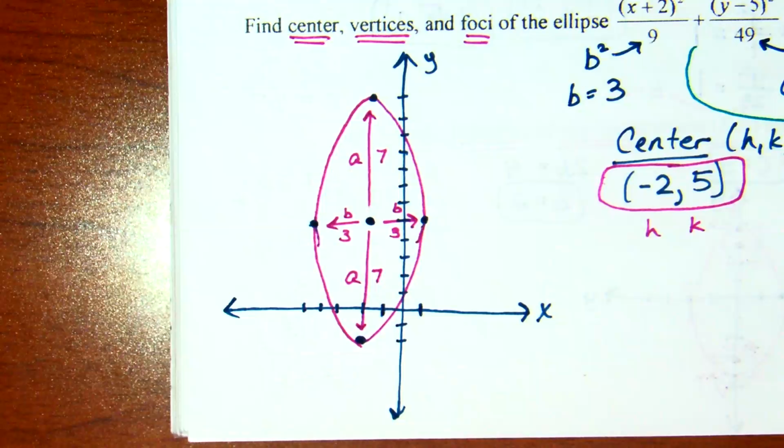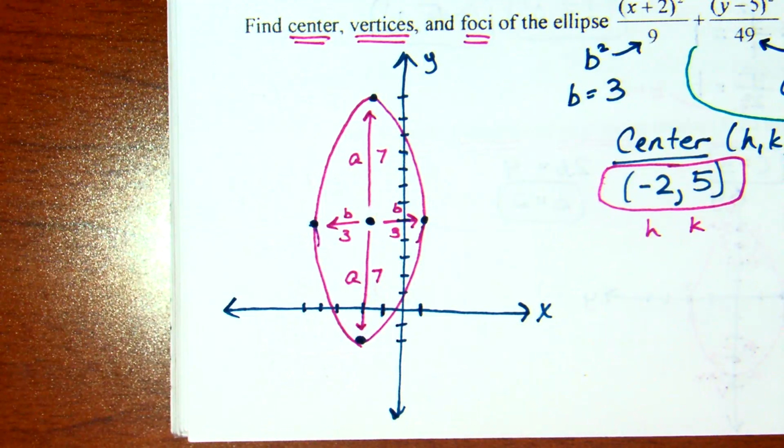Okay, so as I said, my point in graphing is I want you to make the connection about A and B. A counts you out the major axis, B counts you out the minor axis, both from the center. In order to know which one is which, look at which variable it's under. X's always go left and right, Y's always go up and down.